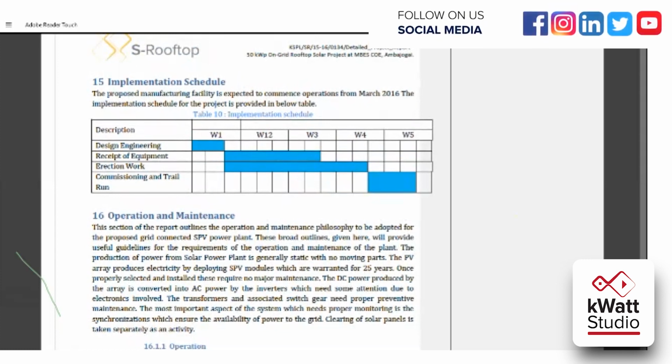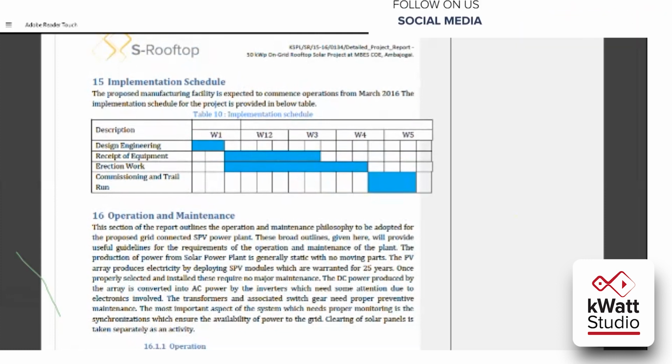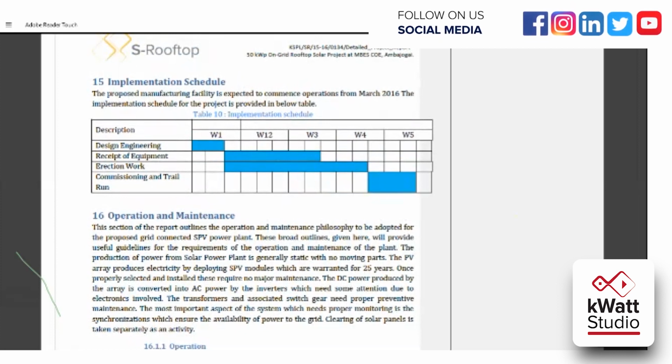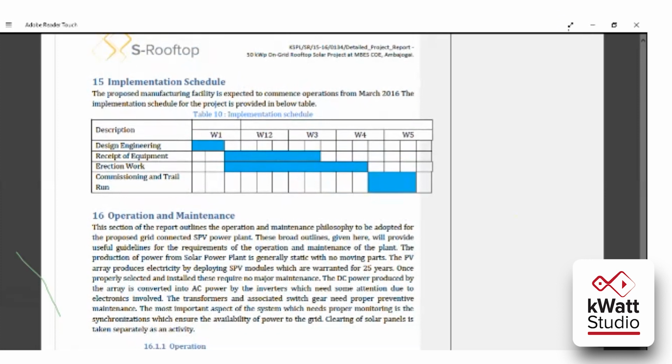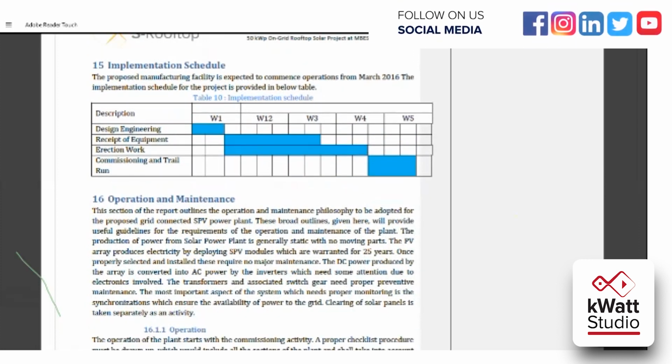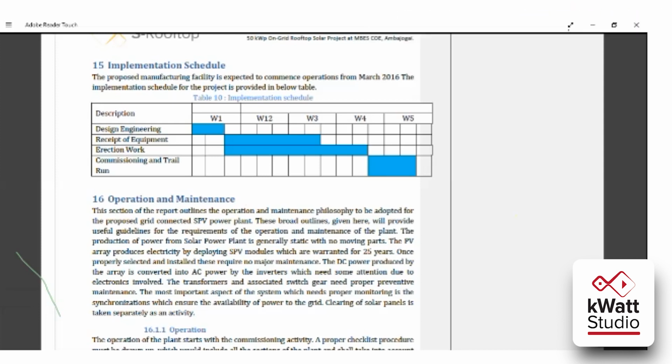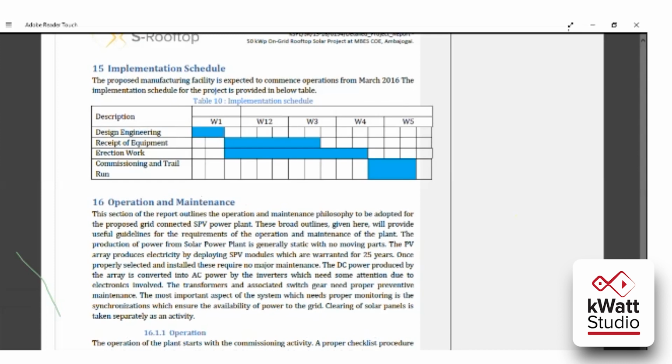You will put the dates. You can put the timeline date wise, week wise, or monthly, whichever you are comfortable with. It is good to put your timeline in weekly format. For how you implemented your project: in the first week you did the designing, in the second week the procurement of the modules, in the third week the erection work like structure work, foundation work, and module placement, and then in the fourth week the connections of all the components and the commissioning. You have to make a timeline like that.